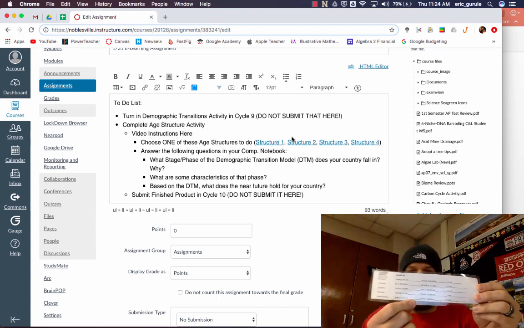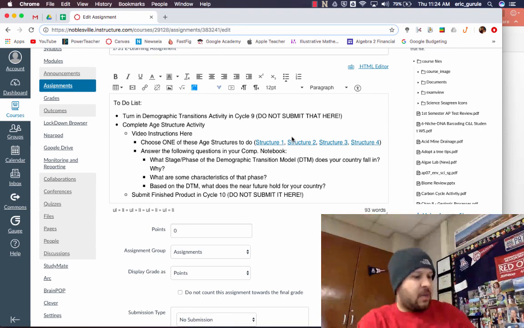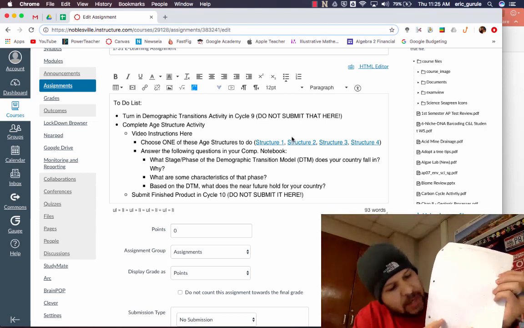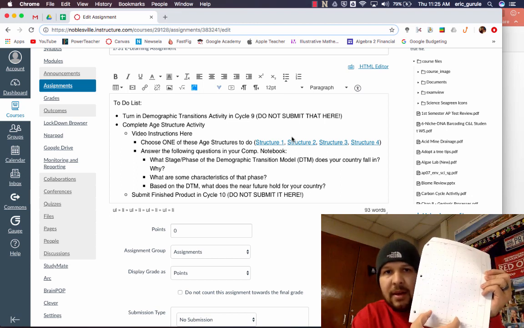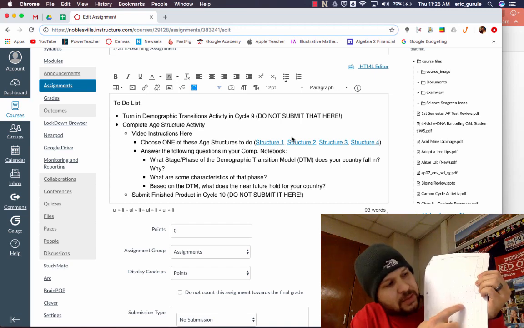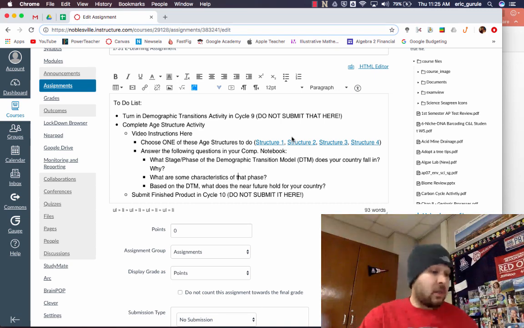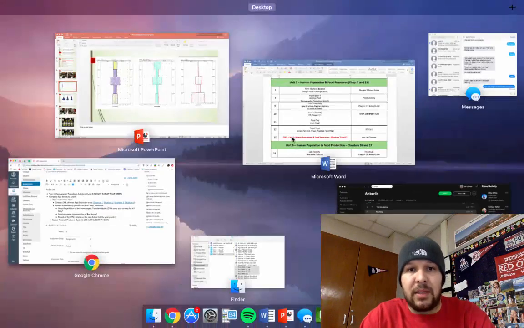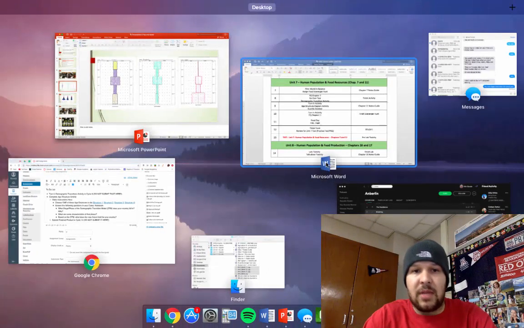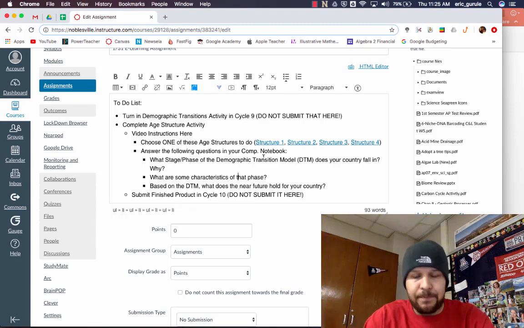Once you fill this out, you'll then go to your age structure diagram, and you're going to draw boxes with a certain width of whatever percentage those age groups are, so 0 to 14, 15 to 24, and so on. I have a couple examples here. You can see this is an age structure diagram for the United States, whereas this is Japan and this is Niger. That's what they'll look like when you're done.